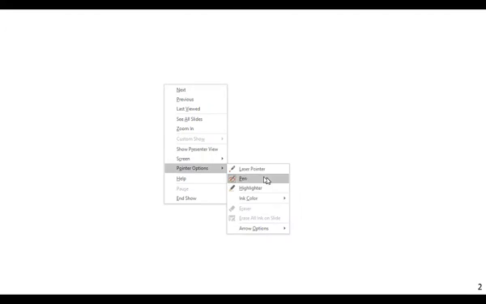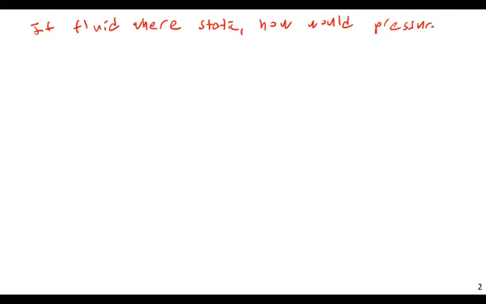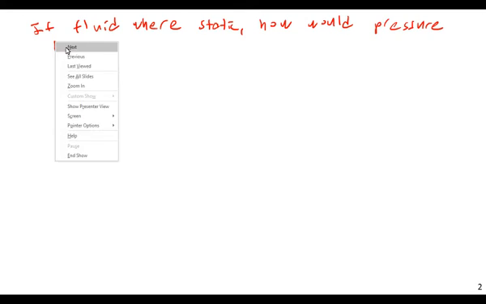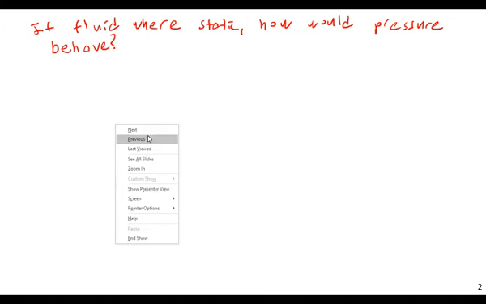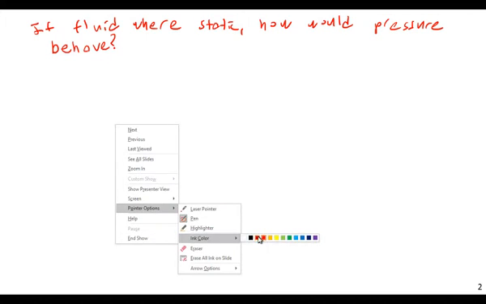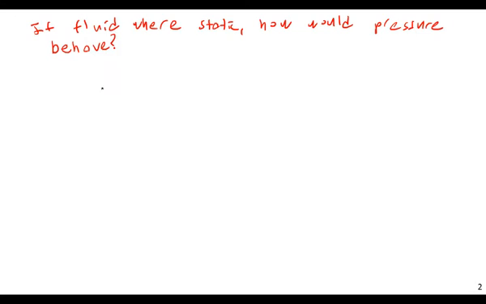Okay, now let's move on and look at how, say, pressure would work. Let's say, what if the fluid were static? What if it weren't moving at all? If the fluid were static, how would things look? How would pressure behave? Well, if we remember from earlier material, if the hydrostatic condition were in control, we could simply use Pascal's law.